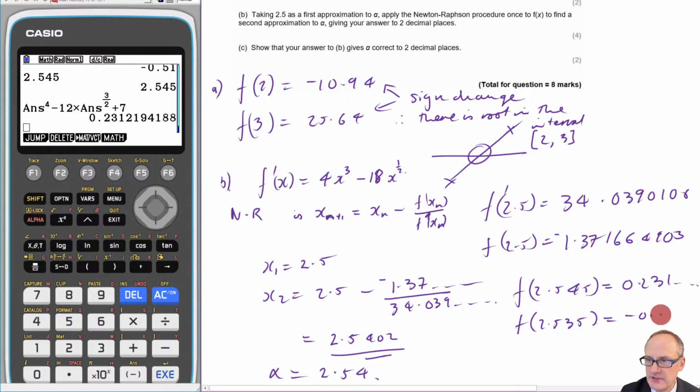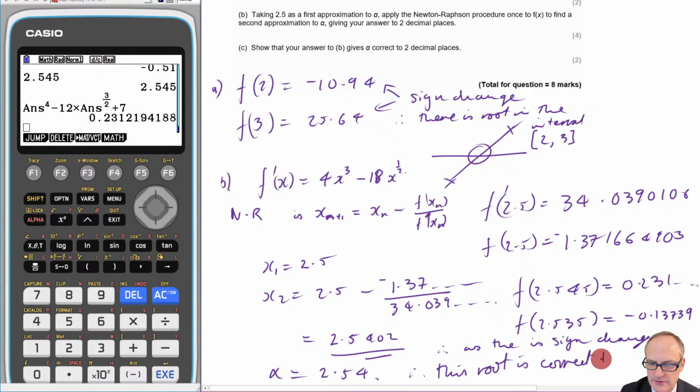And what happens is we get minus 0.13739 out here. So therefore, as there is a sign change, as there's a root, this root is correct to 2 decimal places. And there you have it. So that's our first question done.